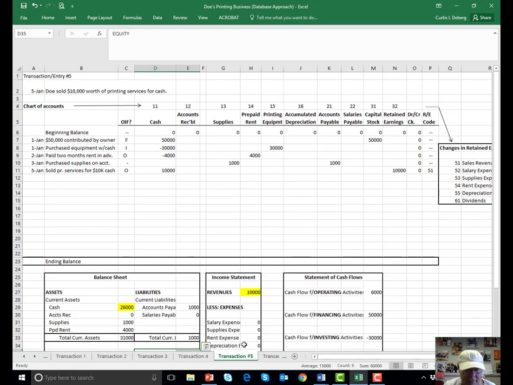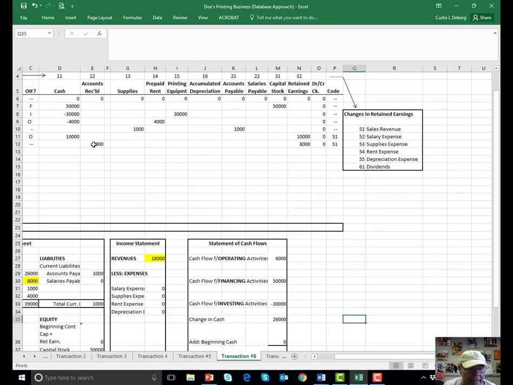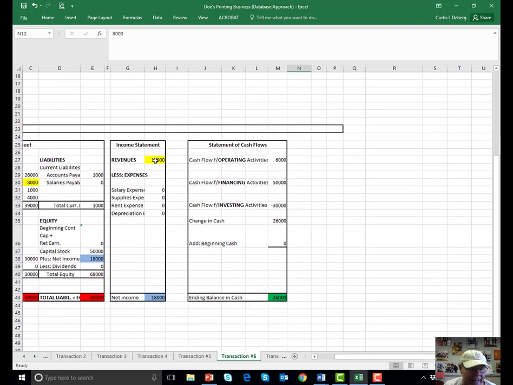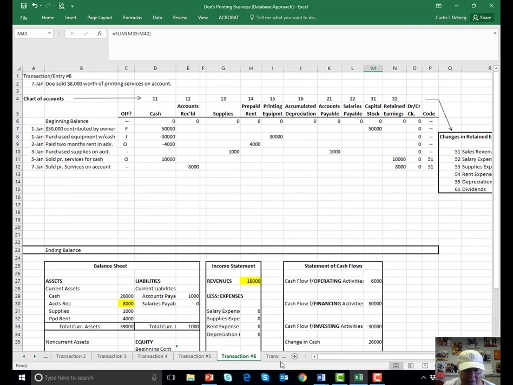This is awesome. Look at transaction 7. We actually sell $8,000 worth of services on account. Notice our income statement goes up to $18,000 of revenue. The balance sheet increases our equity by $18,000. And of course, cash is not affected. And that's important for introductory students to see.